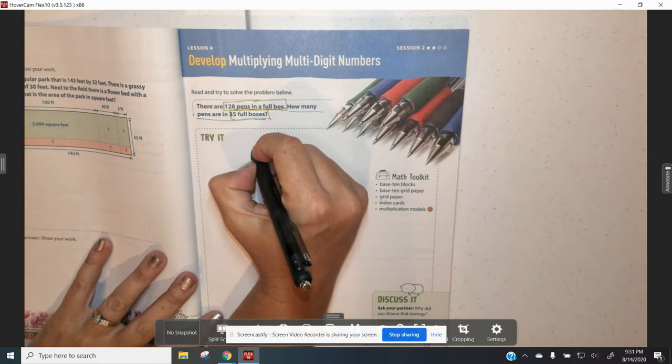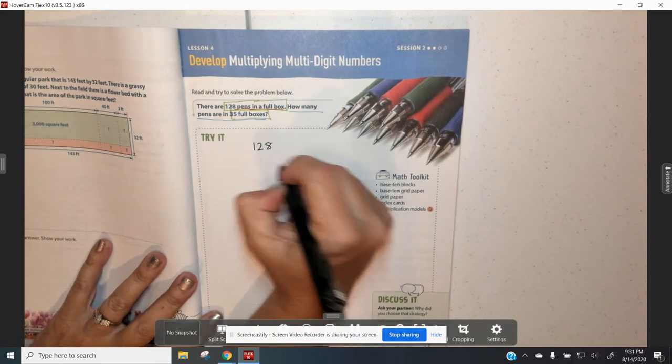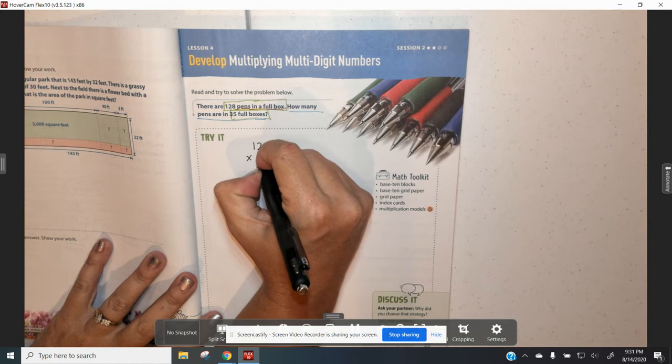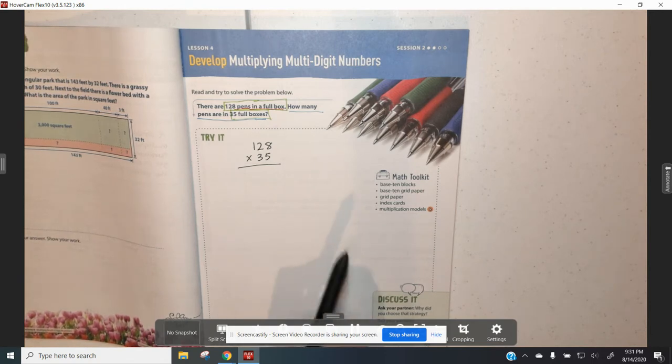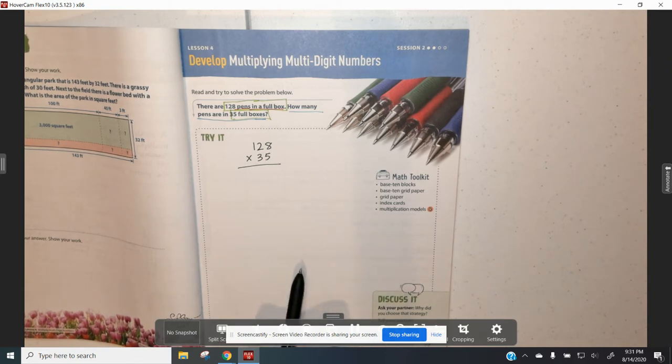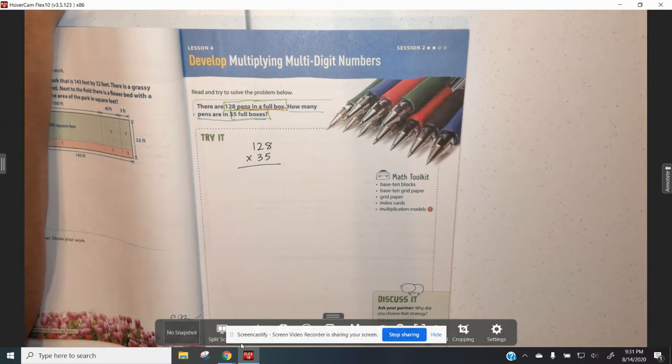So we're going to do the math problem. What is 128 times 35? What I'd like for you to do right now is pause the video. And while you pause the video, I want you to solve this problem using a method that you like. If you would like, go ahead and use the area model method, which we practiced yesterday. But if you know a different method that you would like to use, you can go ahead and use that now. Go ahead and pause the video and then come back in a moment.